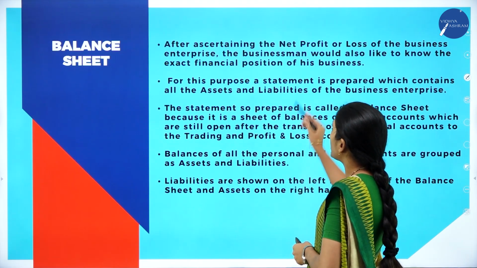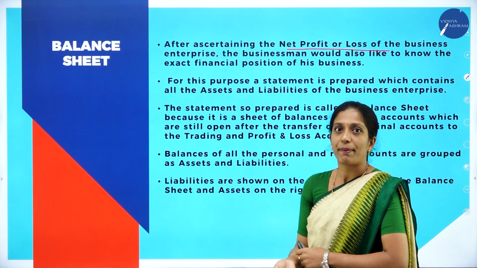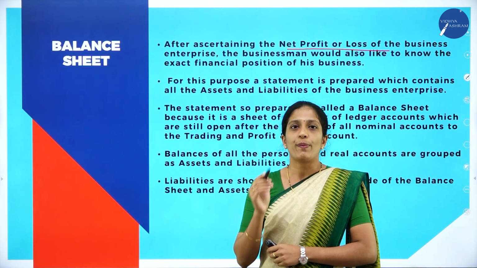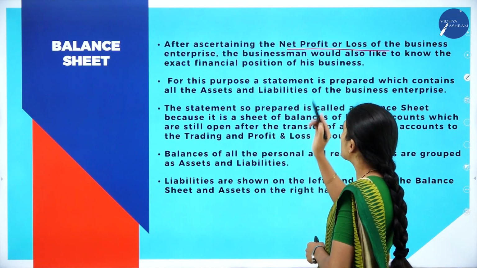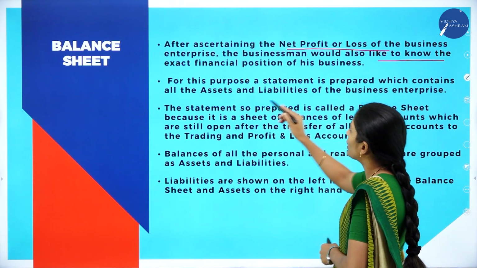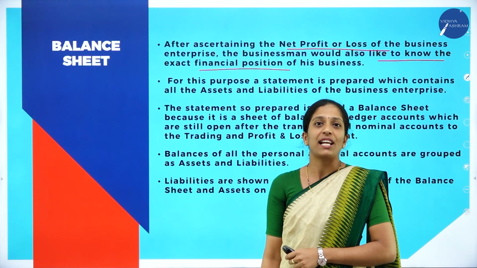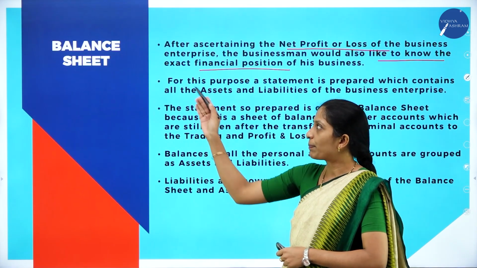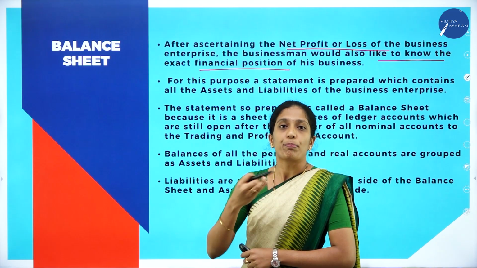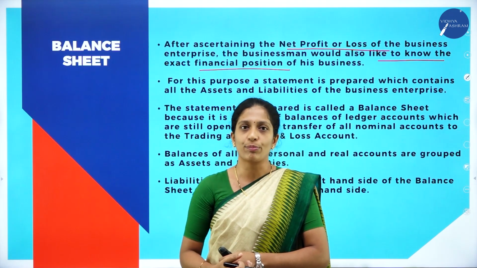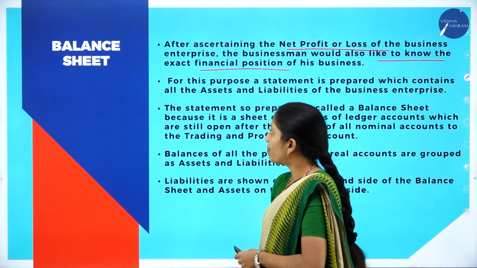After ascertaining the net profit or net loss of the business enterprise by preparing the profit and loss account, the businessman would also like to know the financial position of his business. So how can we ascertain the financial position? By preparing the balance sheet. How can we ascertain the financial performance? By preparing trading profit and loss account. Financial position can be ascertained by preparing the balance sheet.